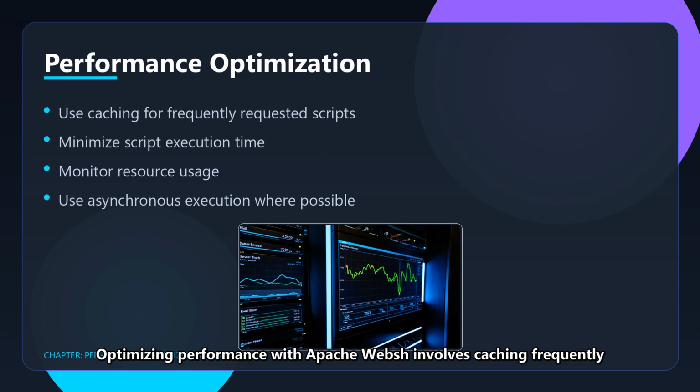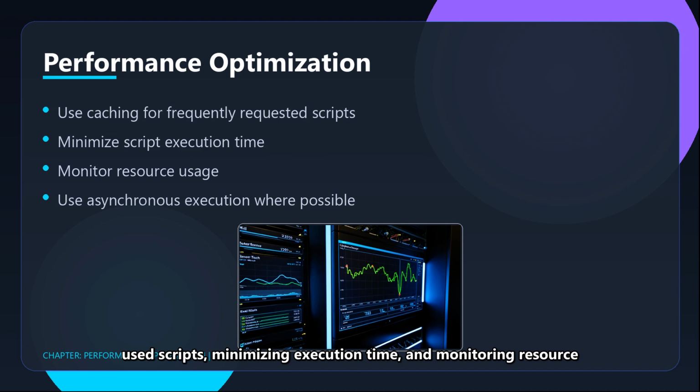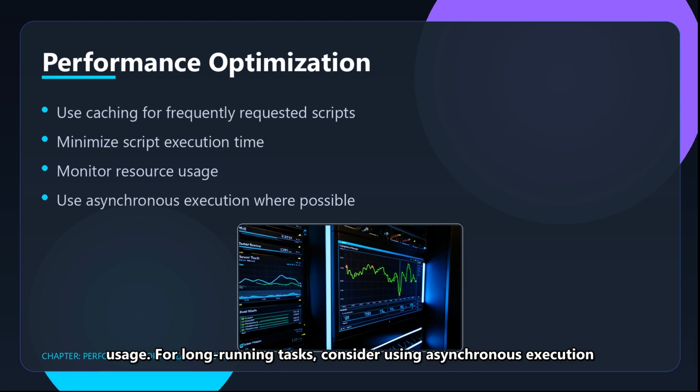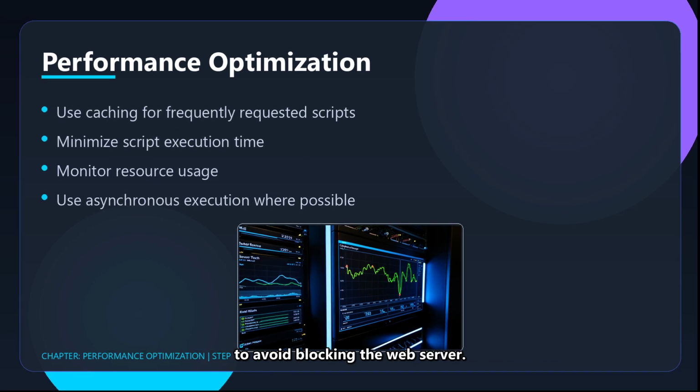Optimizing performance with Apache Websh involves caching frequently used scripts, minimizing execution time, and monitoring resource usage. For long-running tasks, consider using asynchronous execution to avoid blocking the web server.